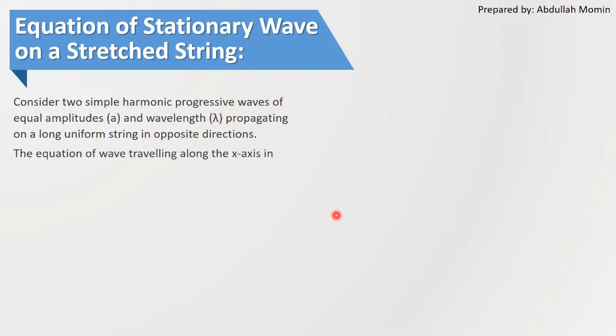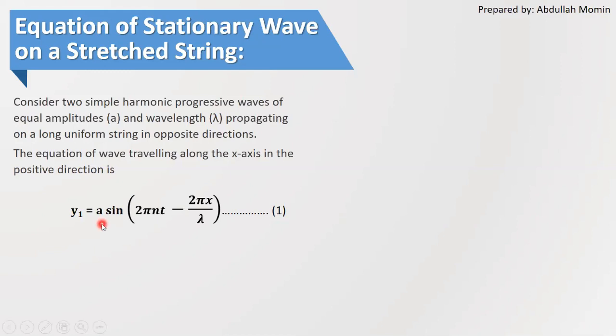The equation of a simple harmonic progressive wave traveling in the positive x direction can be written as y1 = A sin(2πnt − 2πx/λ). That is your equation number 1. In this equation, A is the amplitude of the first wave, n is the frequency of the first wave, and lambda is the wavelength of the first wave.